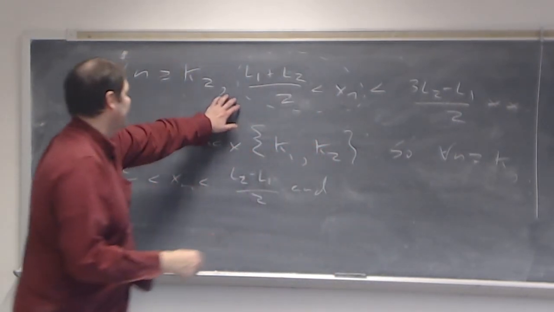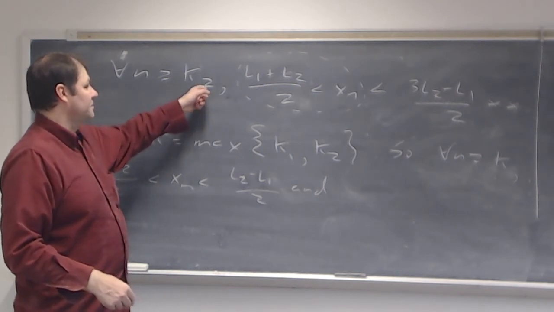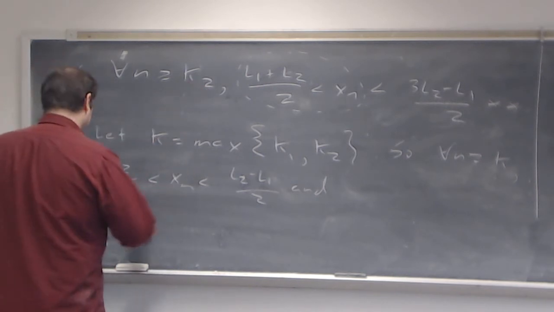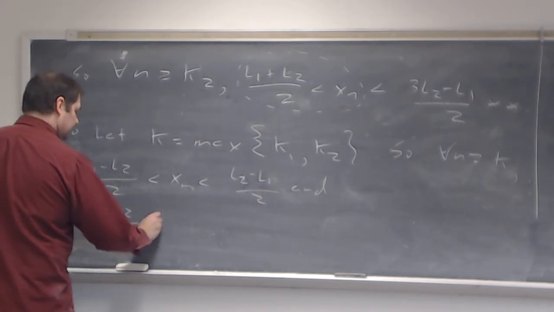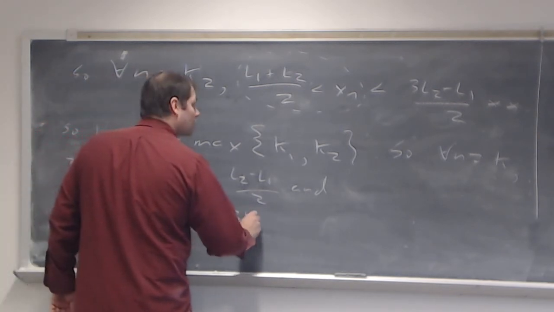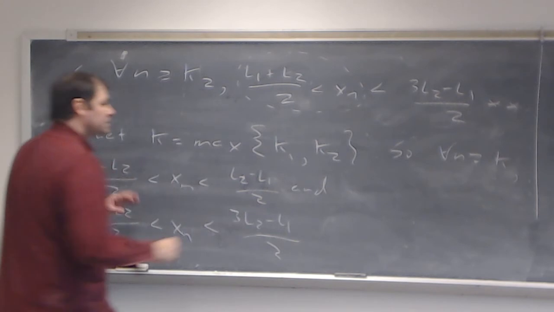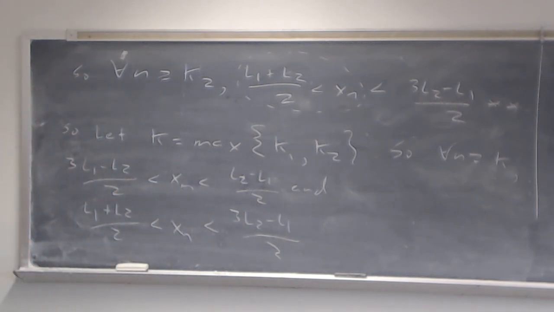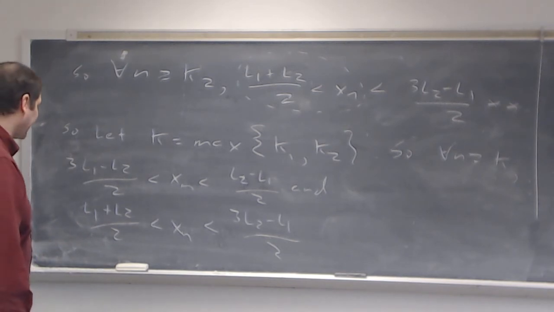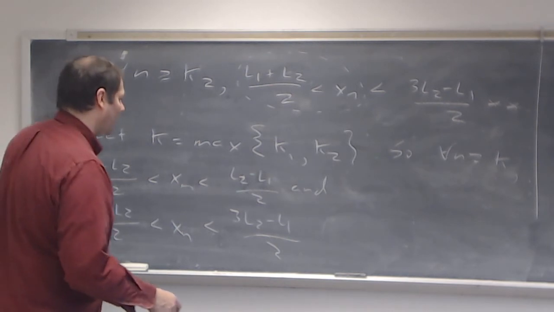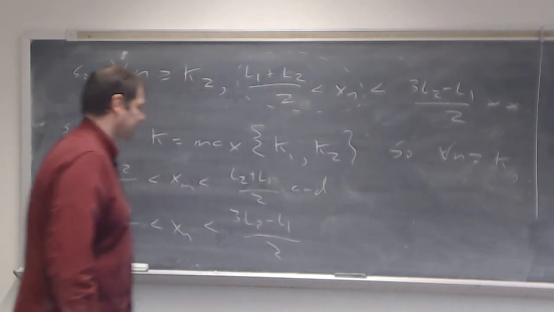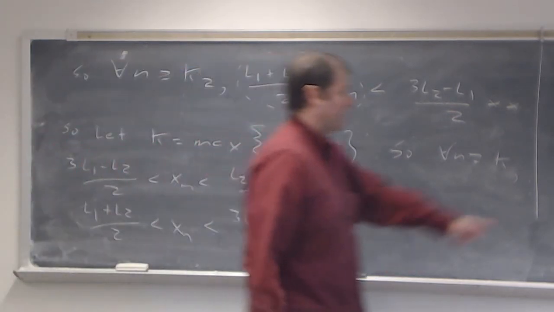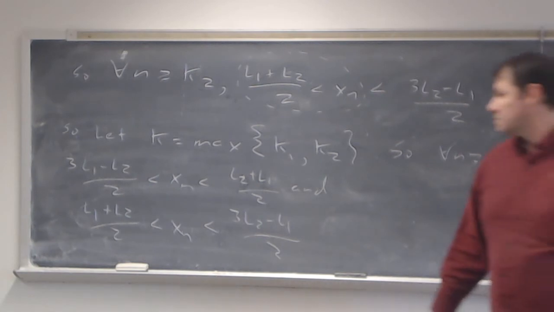We also have this secondary statement, because if you're bigger than k, you're bigger than or equal to k sub 2. And so we get this second statement, that L sub 1 plus L sub 2 over 2 is less than x sub n, which is less than 3 L sub 2 minus L sub 1 over 2. So this is a statement about all n's bigger than or equal to k, and they contradict each other. Except this one right here should be L sub 1 plus L sub 2. I miswrote it. That's what's written right here. My eyesight's not very good, so it should be plus.